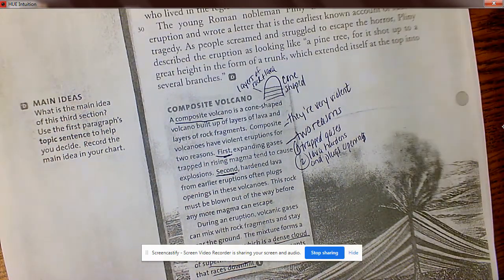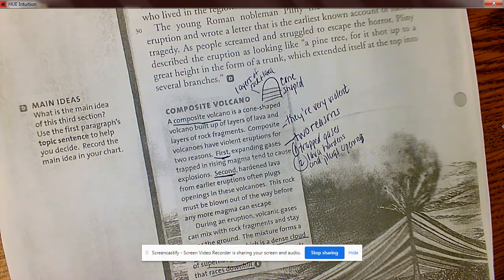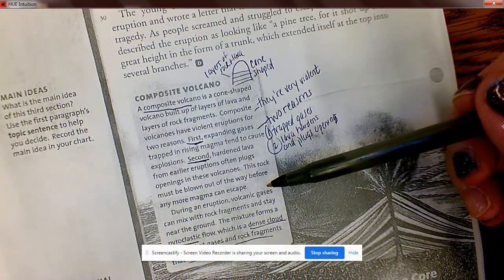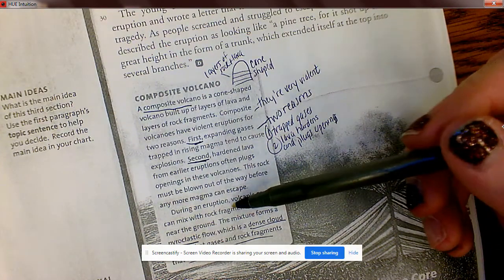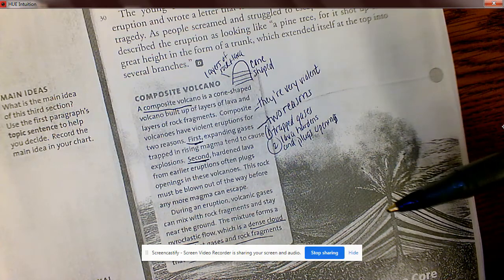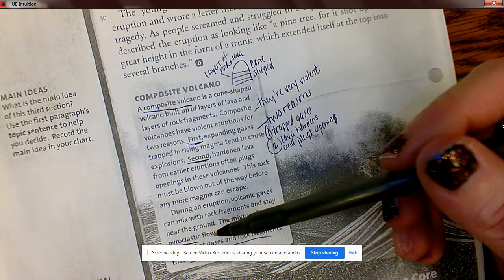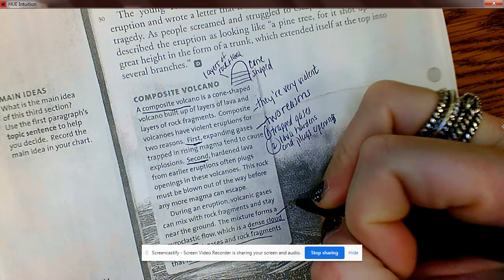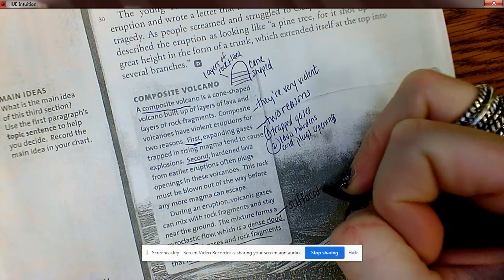Huh. So I can see, have you ever had a thing of glue where the glue gets on top, it hardens, and it's got to come out first, and you can't dig it out, so you squeeze it, and all of a sudden it explodes, and what happens? The glue goes everywhere, right? And that's kind of like a composite volcano. During an eruption, volcanic gases can mix with rock fragments and stay near the ground. The mixture forms a pyroclastic flow, which is a dense cloud. Okay, so that's why they suffocated the people.